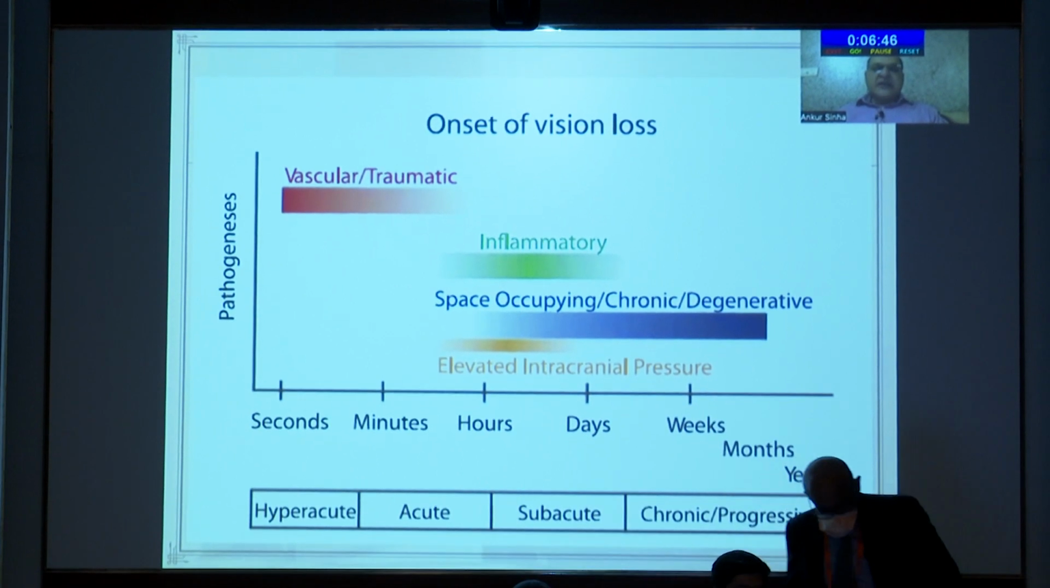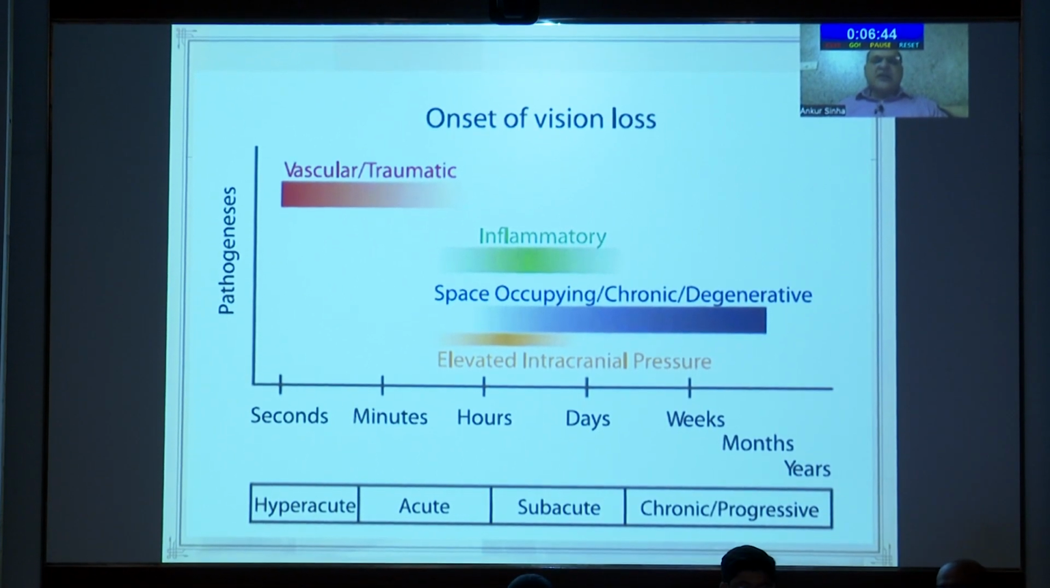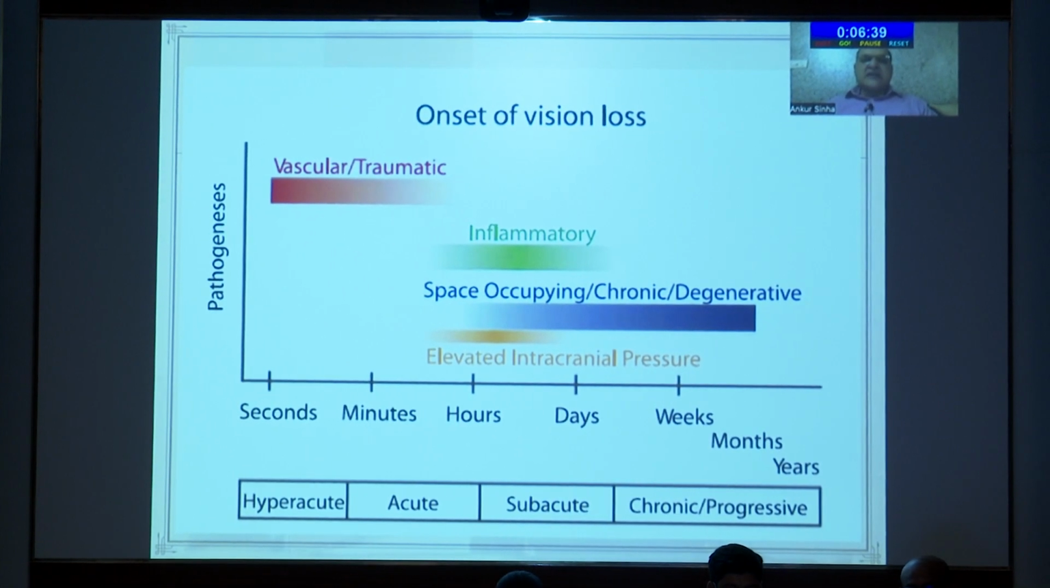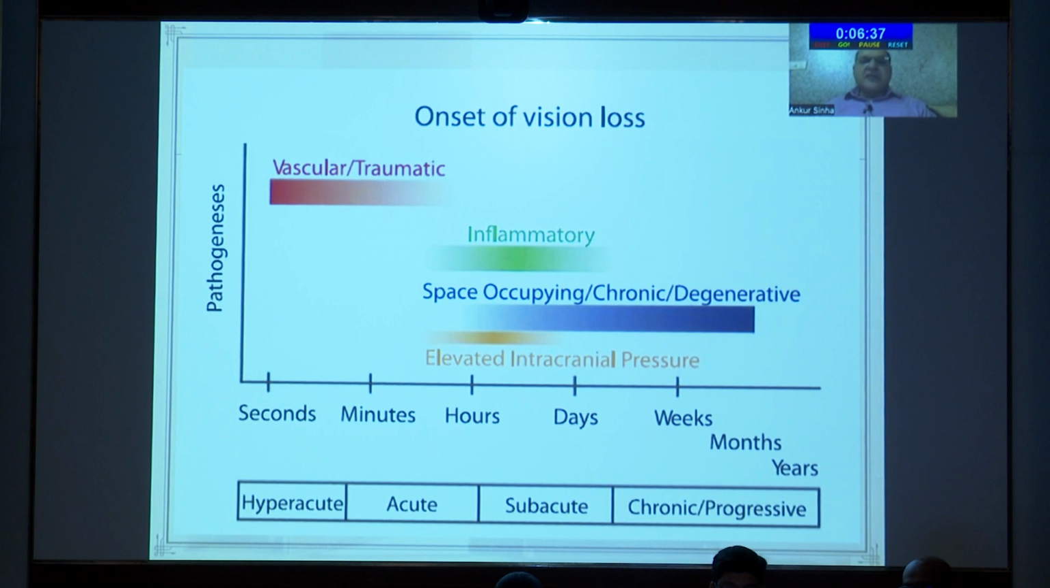So if it is occurring within seconds and minutes, probably we are looking at a vascular or a traumatic cause. If it is occurring within minutes, hours, and days, then we are looking at an inflammatory cause or a cause because of elevated intraocular pressure. If it is occurring very slowly over a period of hours, days, and weeks, then we have a disease which is either a space-occupying lesion or a chronic or a degenerative disorder.